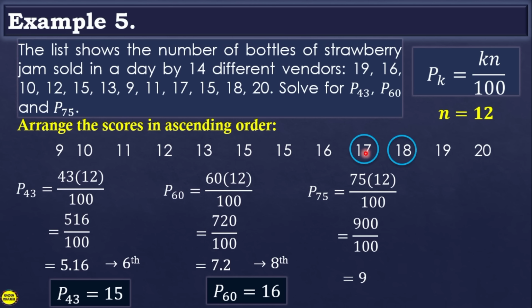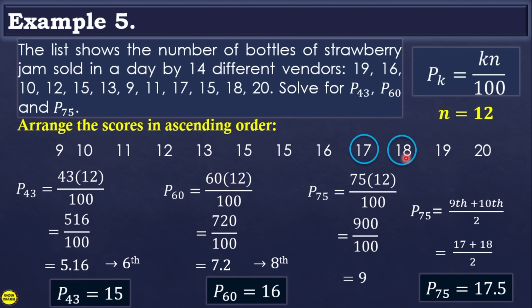So, yung 9th natin is 17 at yung 10th natin is 18. So, pag kinompute natin yan, 17 plus 18 divided by 2, the answer is 17.5.